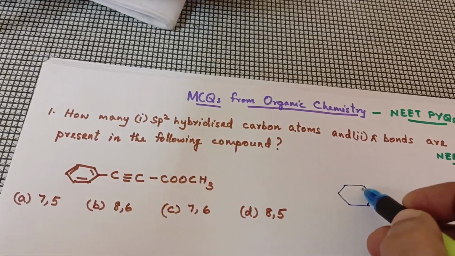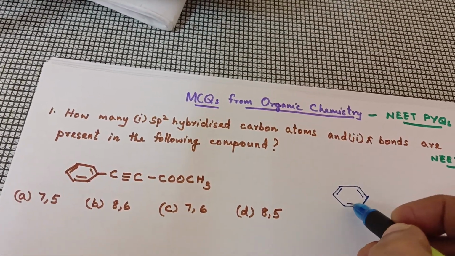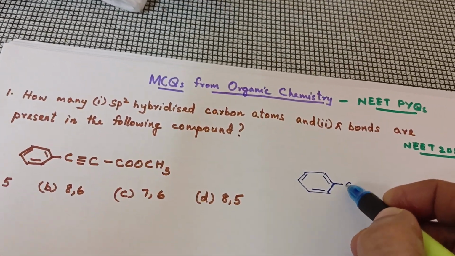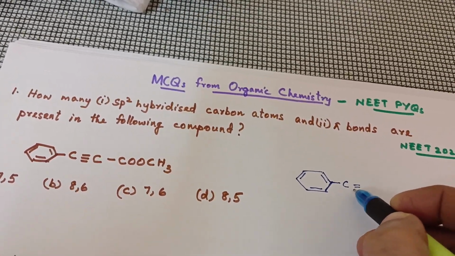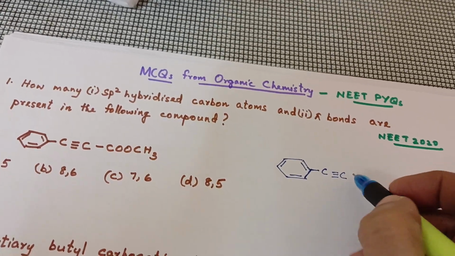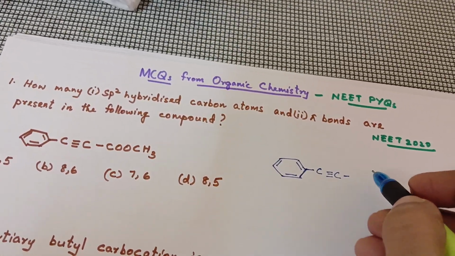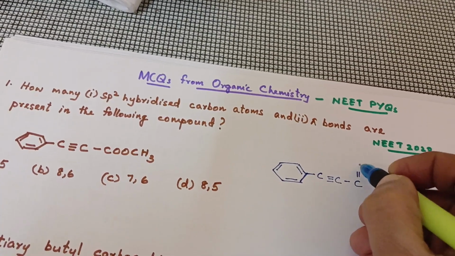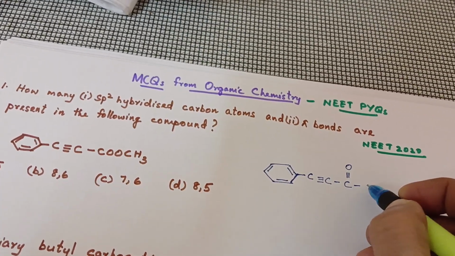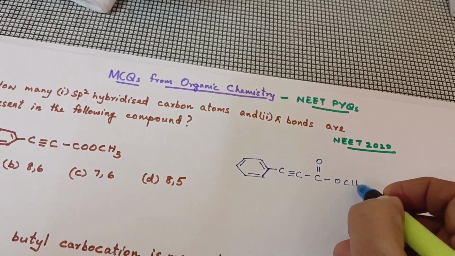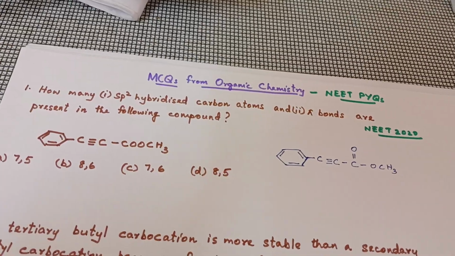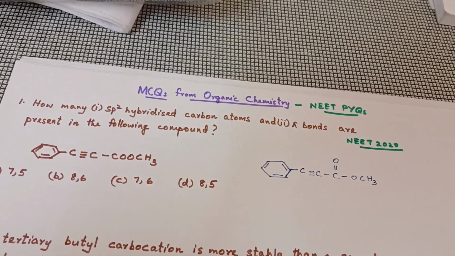So this is a benzene ring, and attached to it is a carbon, then a triple bonded to another carbon, and then you have COOCH3. That means there is a double bond in here, and this is OCH3. We are asked to find the number of sp2 hybridized carbons.